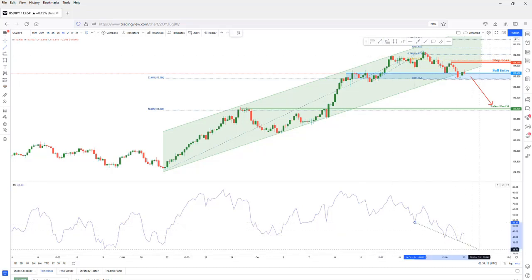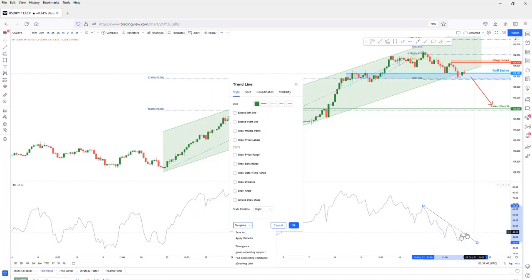Wait, let me check a minute. Okay, I don't think this is a trend line. No, this is not too. Okay, give me a second while I find it. Okay, I think I found one here. Is this a valid one? Yes, this is a valid one. So because your RSI is reacting off your trend line, you expect it to go lower. It's a descending trend line, so you expect it to go lower.